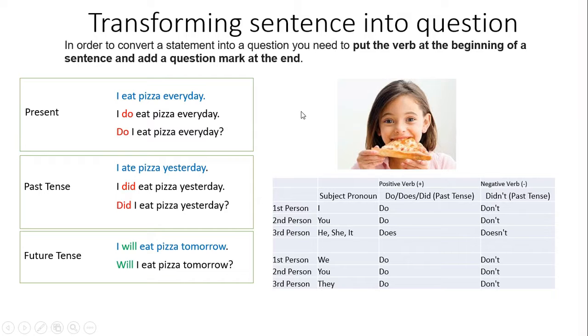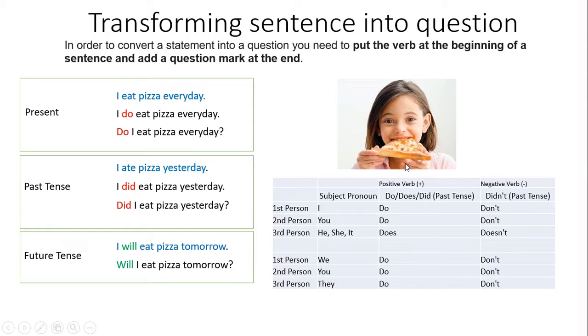Now, we are going to study about the use of these elements in our lesson for today. So, transforming sentence into a question. Let's read. In order to convert a statement into a question, you need to put the verb at the beginning of a sentence and add a question mark at the end. But first, let's take a look at this picture.